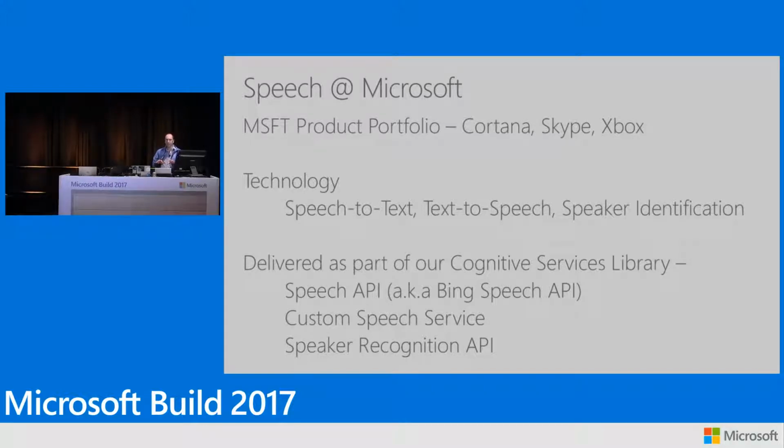Now, we deliver the same technologies to you that we actually use internally through a library that we call Cognitive Services. Now, Cognitive Services is a bigger library. It encapsulates APIs for vision, for speech, for image processing, and so on and so forth. But the ones I want to concentrate on today are effectively Speech API, also known as Big Speech API, Custom Speech Service, the one I work on, and the Speaker Recognition API. So let's see each one of them in turn.